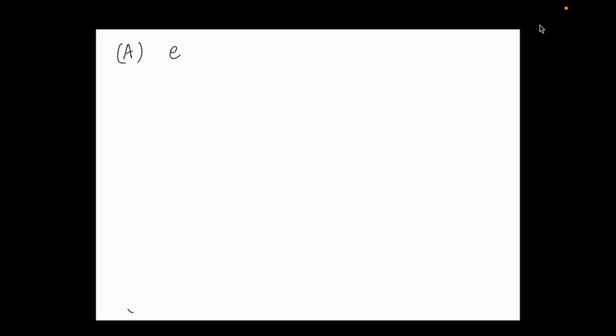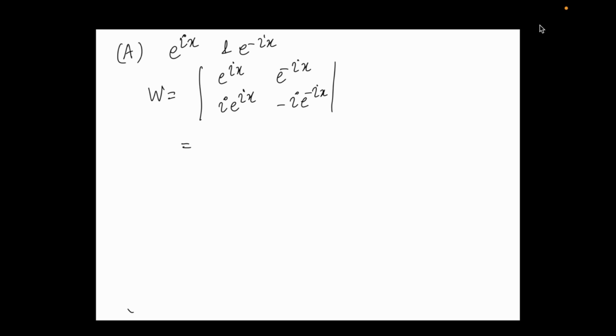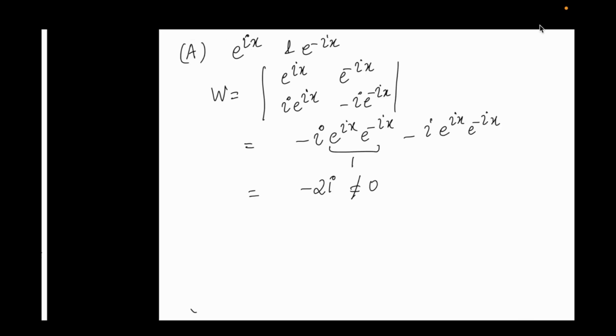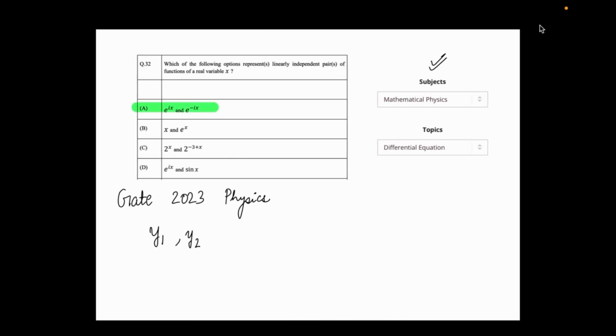The first option is e to the power ix and e to the power minus ix. If you write the Wronskian, that would be i e to the power ix minus i e to the power minus ix. If I take this multiplication, e to the power ix times e to the power minus ix, minus i times e to the power ix times e to the power minus ix, this would give me 1. So it is minus 2i, which is non-zero. So yes, the first option is very much correct. Let's highlight it in green. This is the correct option.